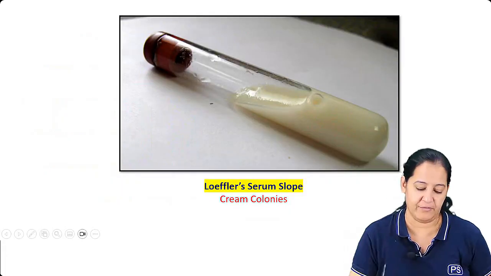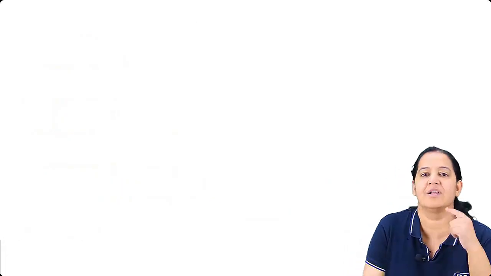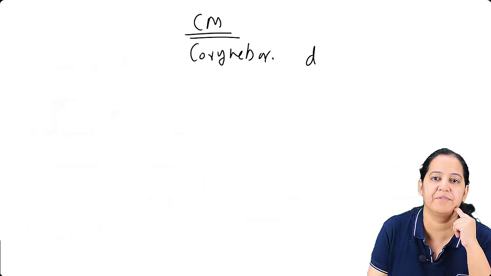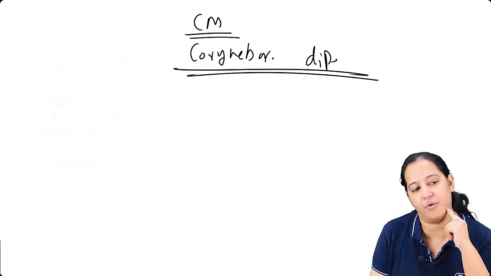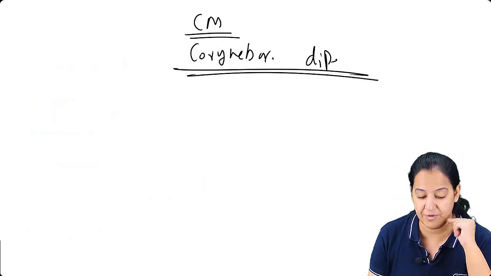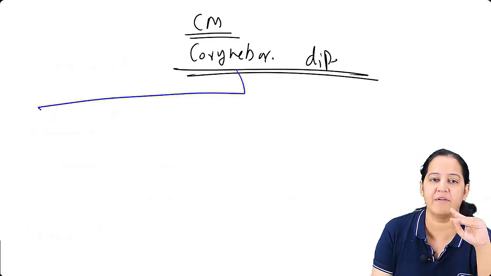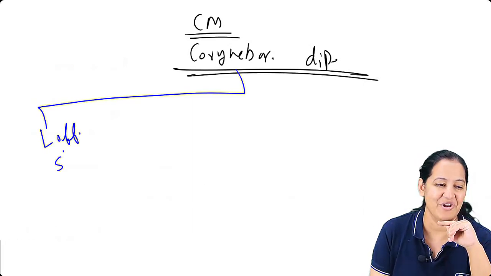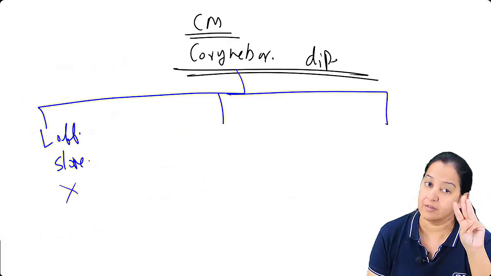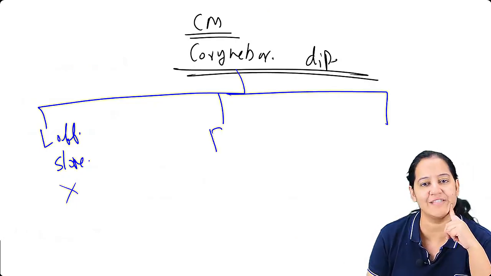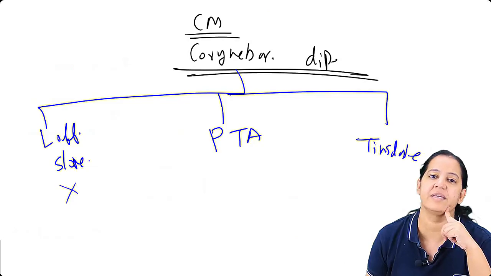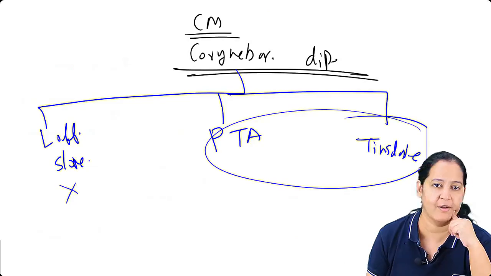Coming to the culture media of diphtheria. Let me first summarize the culture media of Corynebacterium diphtheria. So there are 3 culture media. Number 1, Loeffler's slope. Loeffler's slope is not selective. The other 2 are selective: potassium telluride agar and Tinsdale agar. These 2 are selective. Loeffler's slope is not selective.